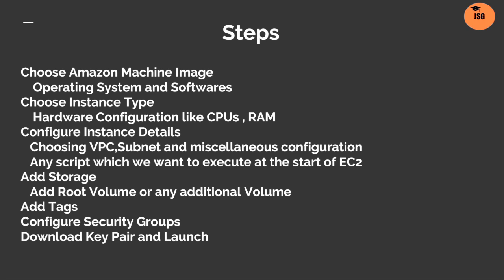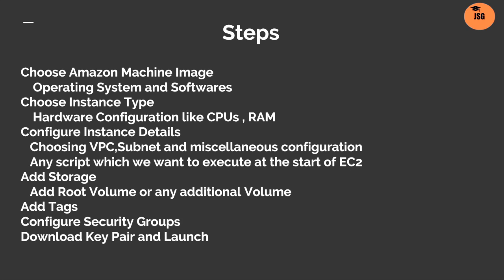Okay, so the next step is choosing the instance type. AWS provides a lot of instance types. We can choose among those as per our requirement. So basically in this step, what we are telling AWS is about the hardware configuration of our EC2 instance. In the first step, choosing Amazon machine image, we told AWS about the operating system and the software part, and in this step we are telling about the hardware configurations, like how many virtual CPUs we want, how much RAM we want. So these kind of things we can provide in this step.